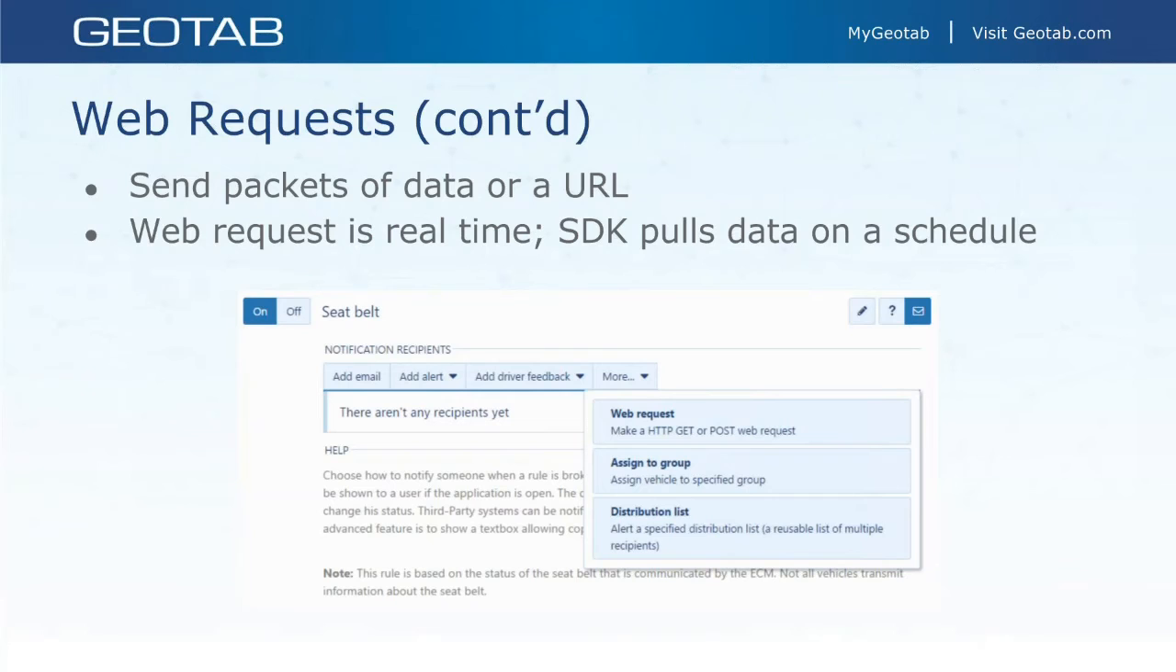Now, the difference between a web request and an SDK is that a web request occurs in real time. It's based off of an exception. When the exception is generated, it sends the data. The difference between that and the SDK is that the SDK pulls data on a schedule. So ultimately, it just depends on the urgency of the data and exactly what you're trying to do with it. But either one of those is a viable option for you.